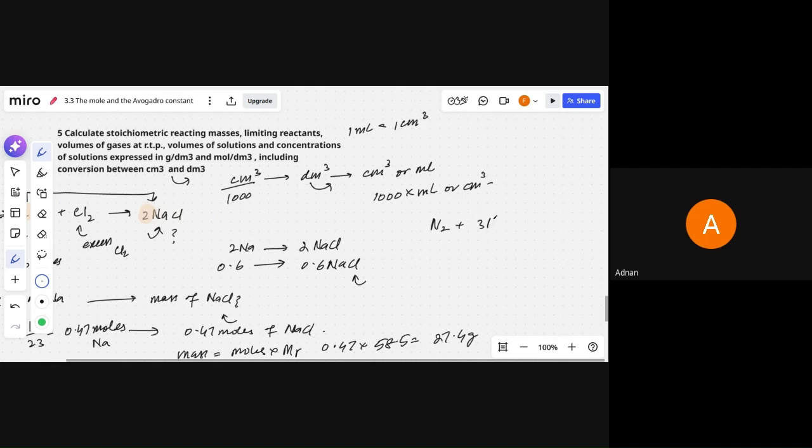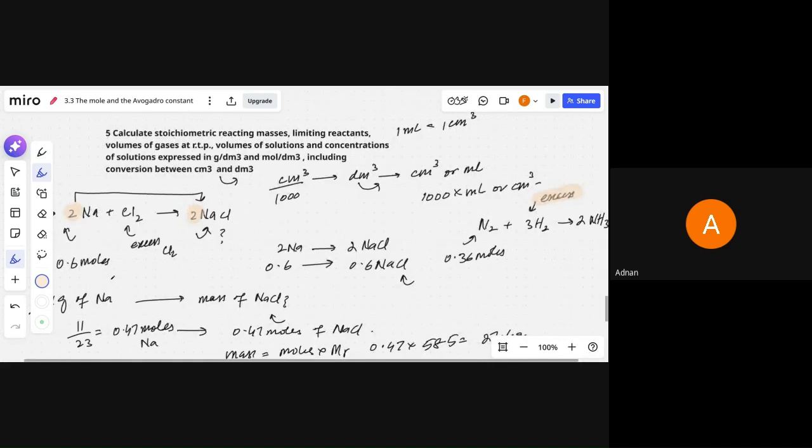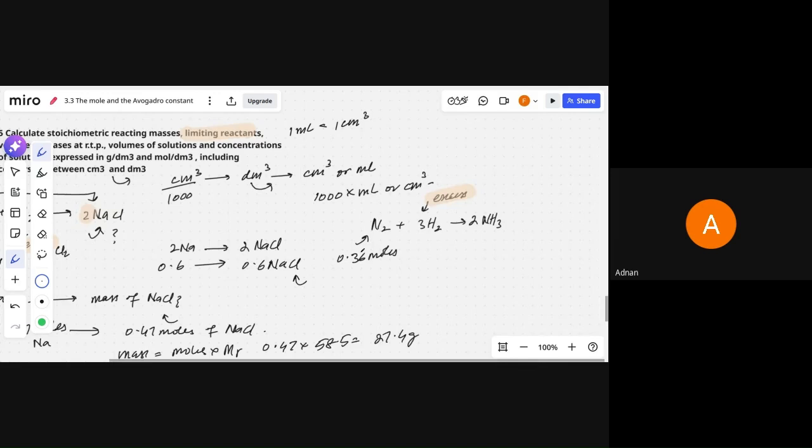Now let's say a gas is involved in the chemical equation, for example, N2 reacting with 3H2 producing 2 moles of ammonia. This is the balanced equation. Let's say we have 0.36 moles of nitrogen reacting with excess hydrogen. Why am I saying excess again and again? I will explain it when we talk about limiting reactants in our next topic, like within this lesson, in a few minutes. For now, 0.36 moles are reacting with excess hydrogen to produce ammonia.